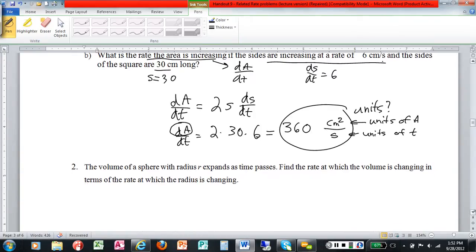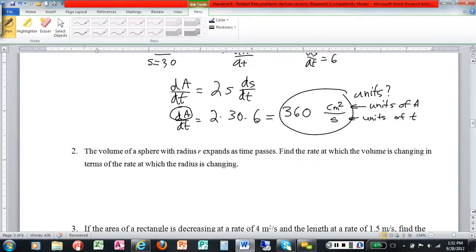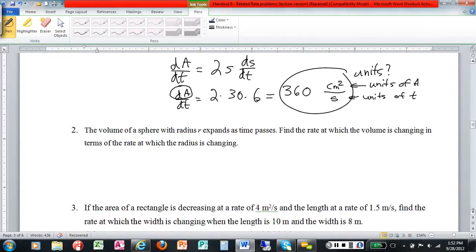Okay, well, let me try to get at least one more of these. The volume of a sphere expands as time passes. Find the rate at which the volume is changing in terms of the rate at which the radius is changing. Okay, so this is pretty easy. Like I said, you start with your formula for the volume of a sphere. The volume of a sphere is 4/3 pi r cubed. Is that what you said?